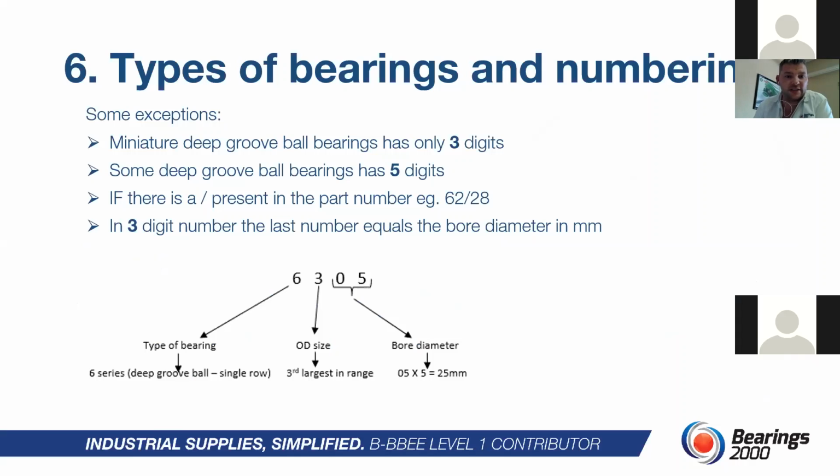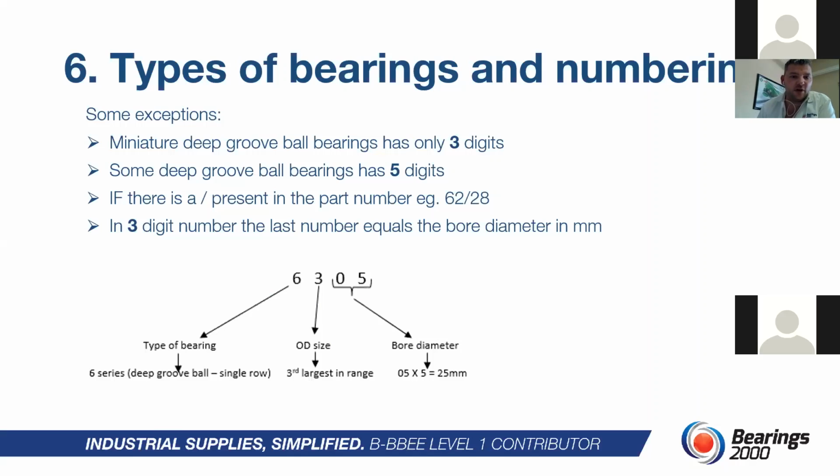And if there is a slash present in the part number, for example 62/28, you don't times the last 2 numbers by 5. The digits after the slash will be the bore diameter in millimeters. And in a bearing that has only 3 digits, the last number will be the bore diameter as well, in millimeters. For instance, a 608, the bore diameter will be 8 millimeters.